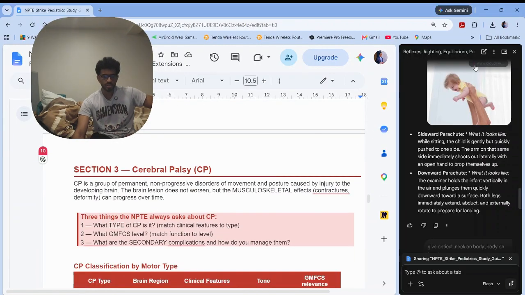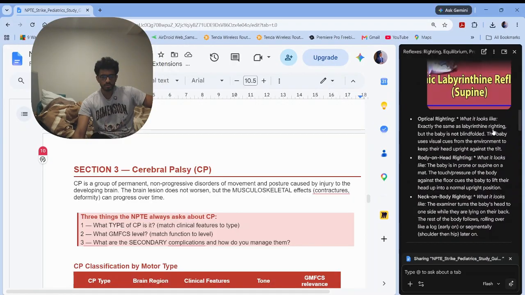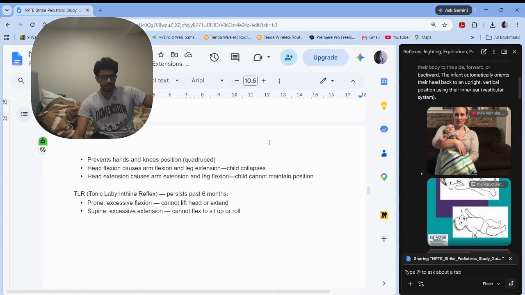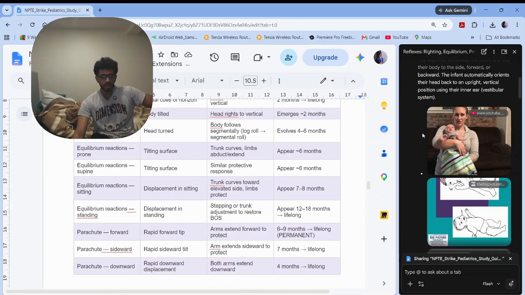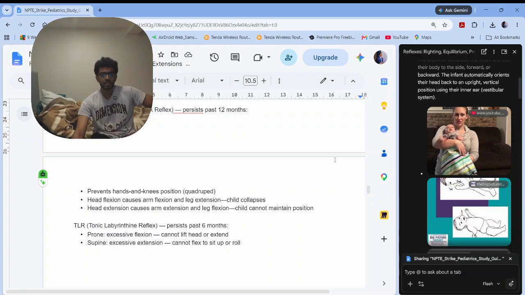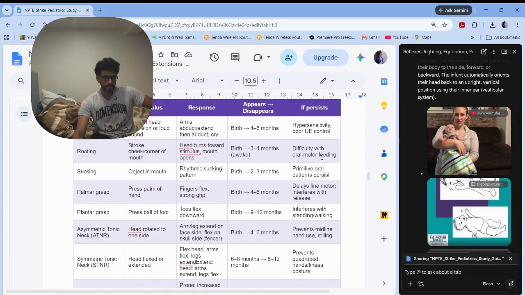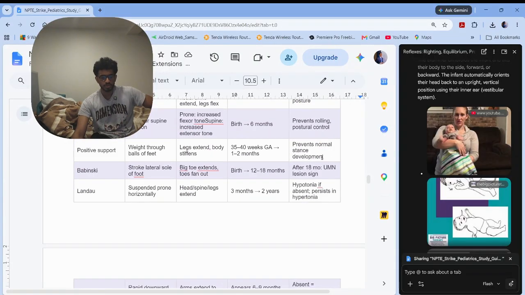If you really want to understand these reflexes and the righting reactions, you can go on YouTube and watch some of the reflexes there, so that it will stay in your mind forever. That's what I did to memorize this, because memorizing this without understanding would be really hard.